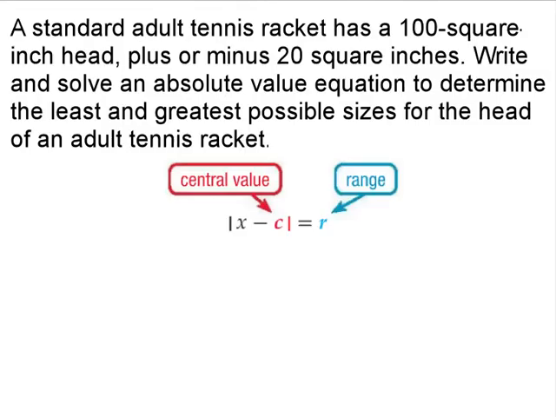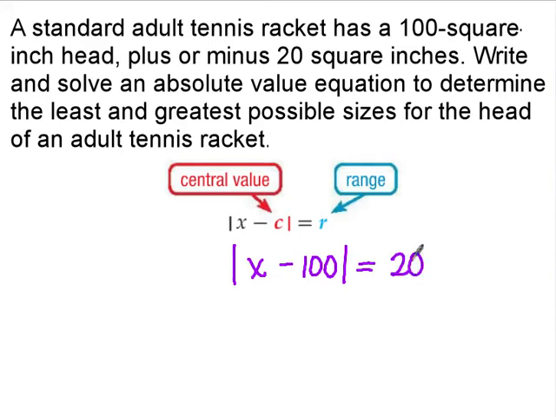So let's go ahead and look at the next slide. It says a standard adult tennis racket has a 100 square inch head plus or minus 20 square inches. Write and solve an absolute value equation to determine the least and greatest possible sizes for the head of an adult tennis racket. So if you notice, this is the formula you're going to use. X minus the central value equals the range. So with that in mind, I've got X minus, what's my central value in this problem? 100. Okay? And that's going to equal the range, which is what?